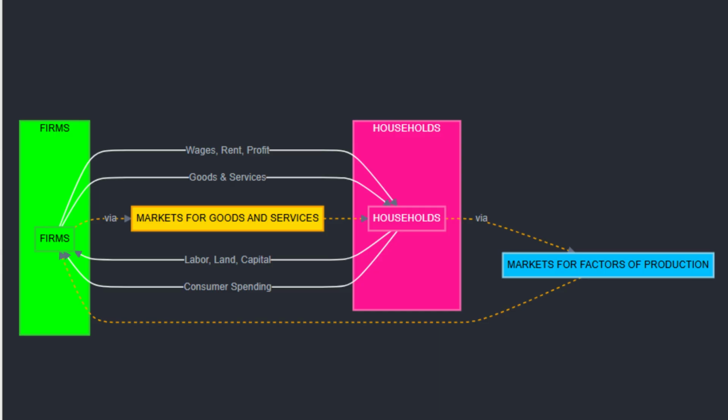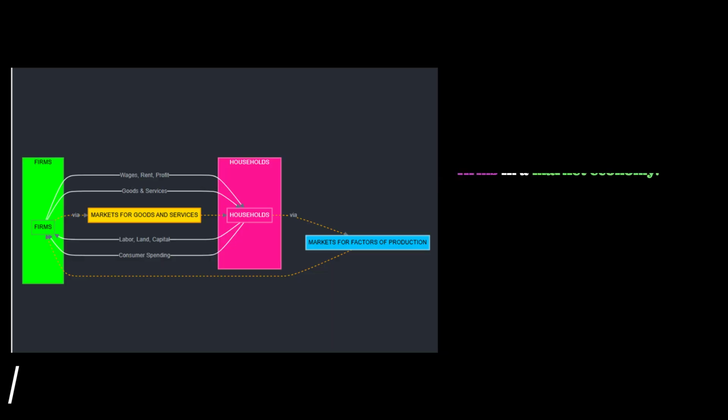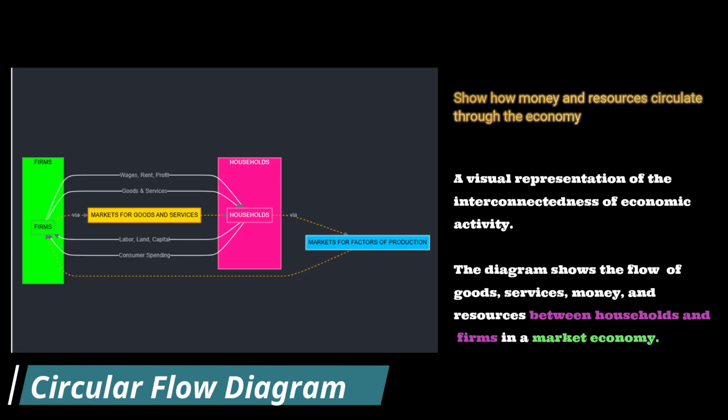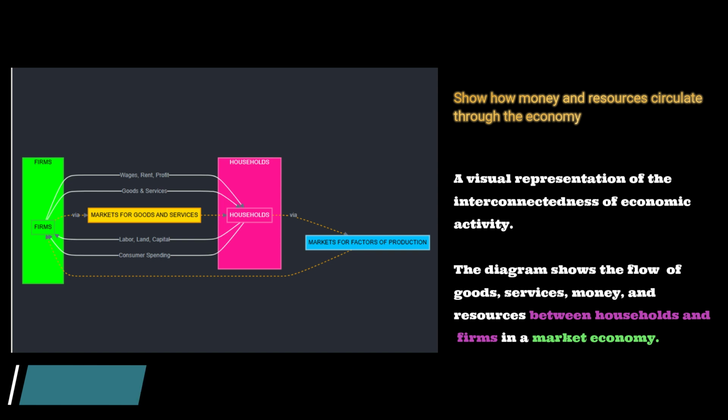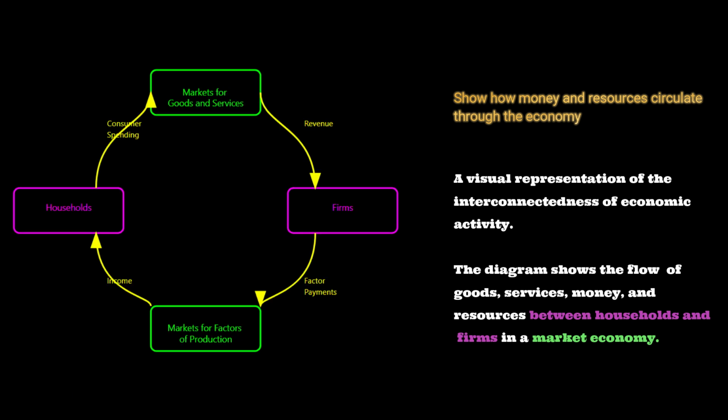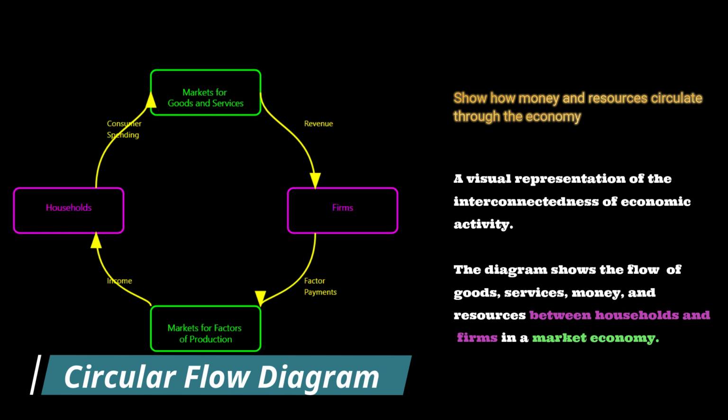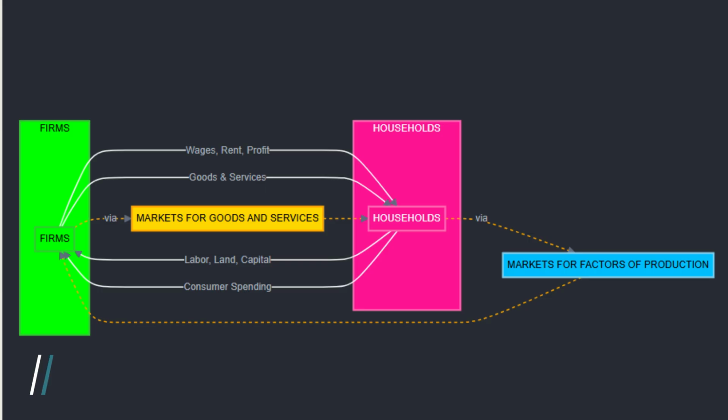2. The circular flow diagram. Let's start with the circular flow diagram, which Mankiw introduces to show how money and resources circulate through the economy. It is a visual representation of the interconnectedness of economic activity. The diagram shows the flow of goods, services, money, and resources between households and firms in a market economy.